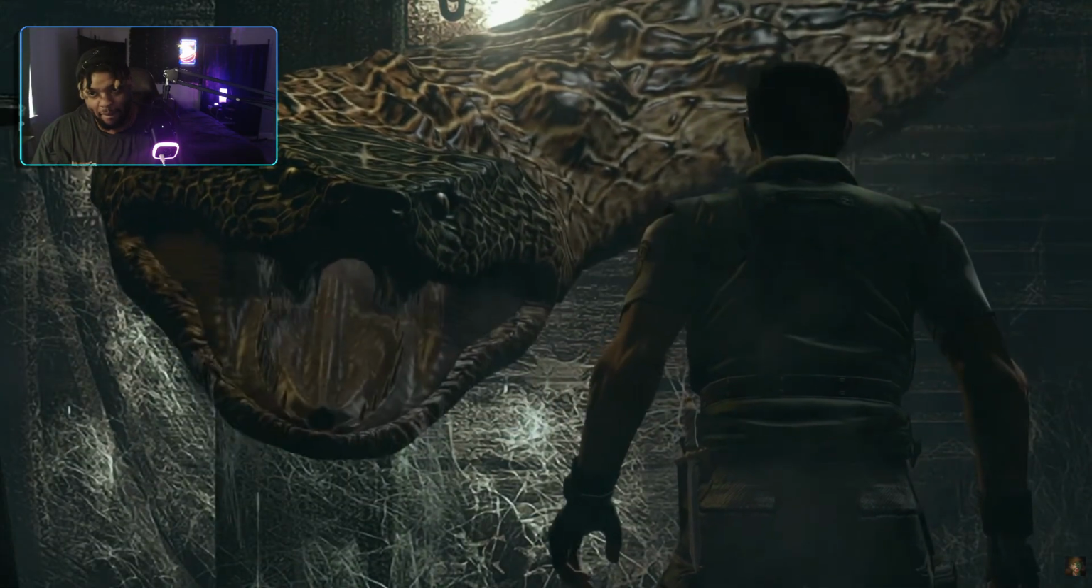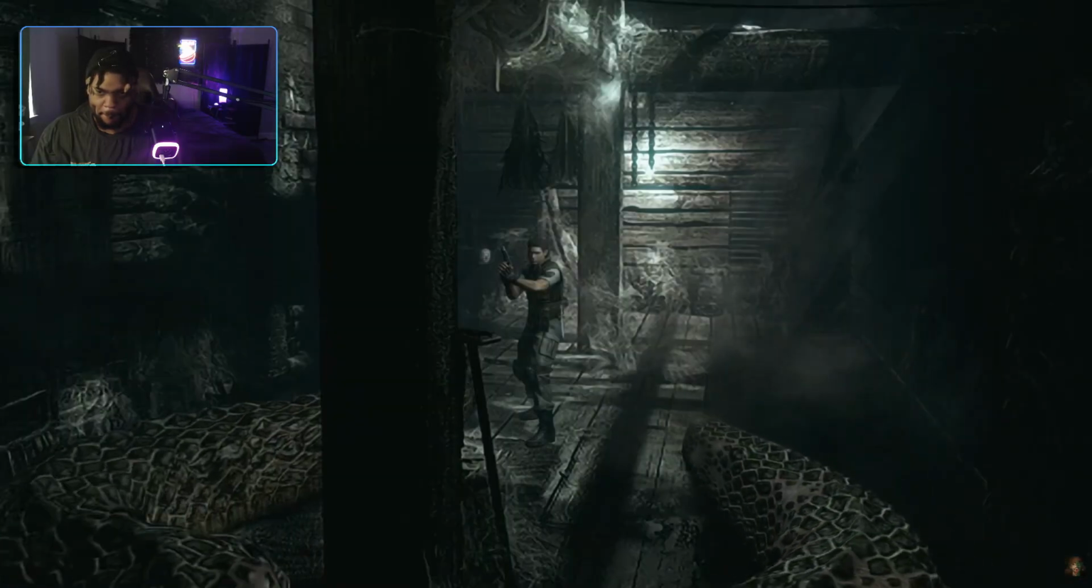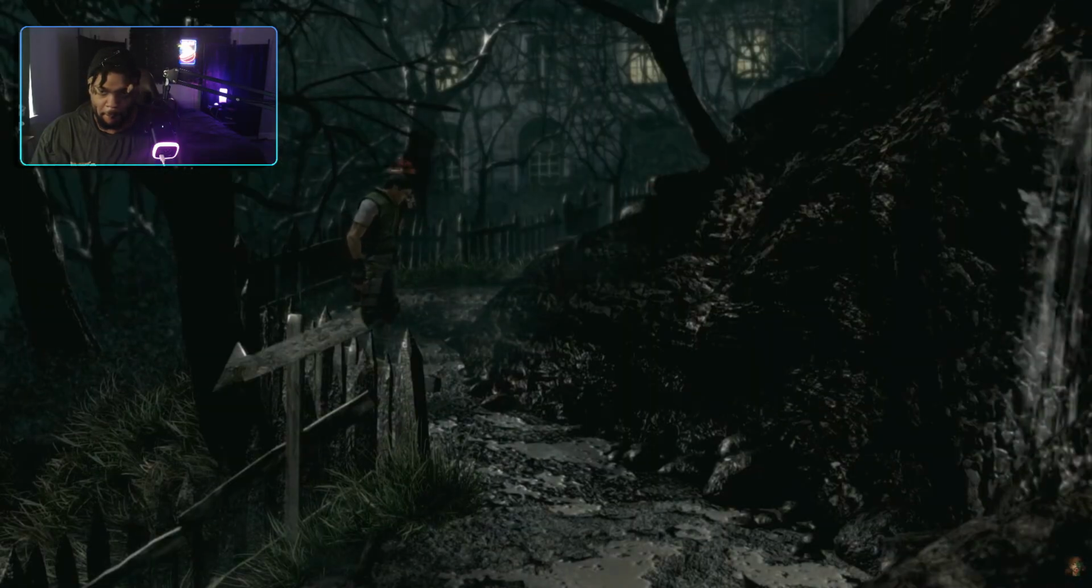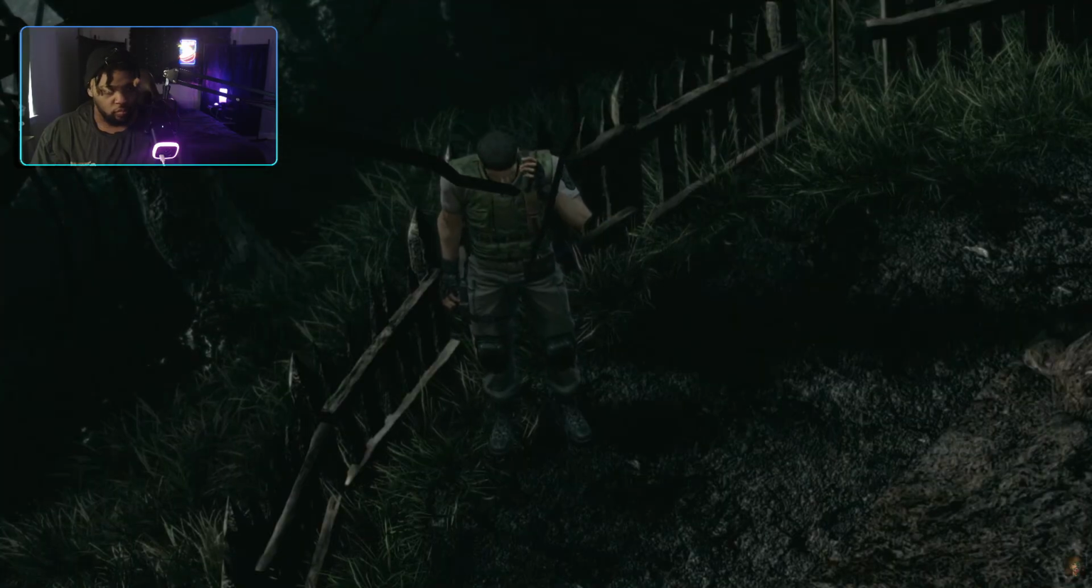Chris comes face to face with the snake that attacked Richard. Just as Rebecca said, this is a huge serpent, and Chris is forced to either fight it or avoid it. He is eventually able to make it to the outer grounds of the mansion, where he hears Wesker trying to contact him over the radio, but he is unable to clearly make out what he's saying.